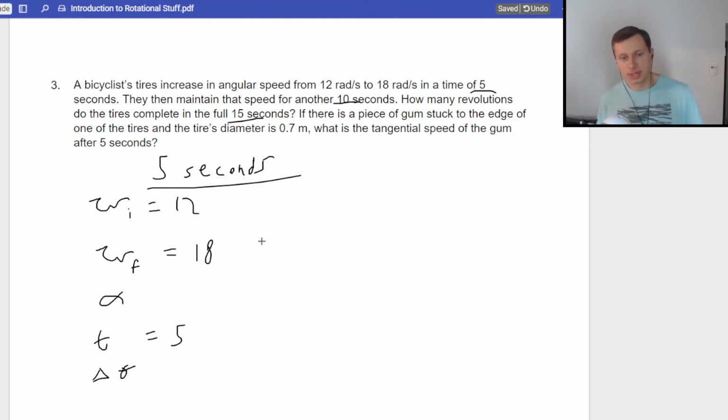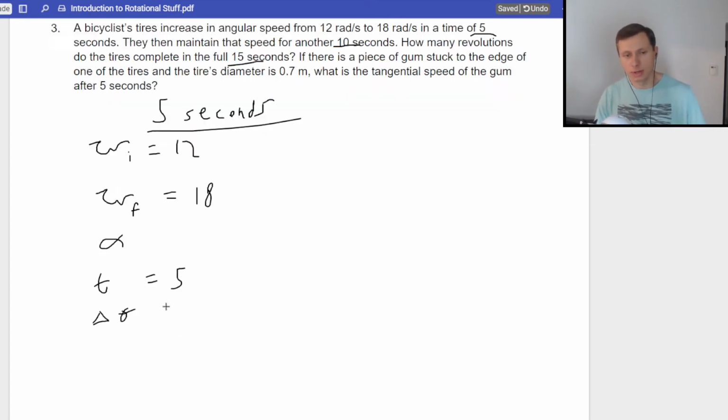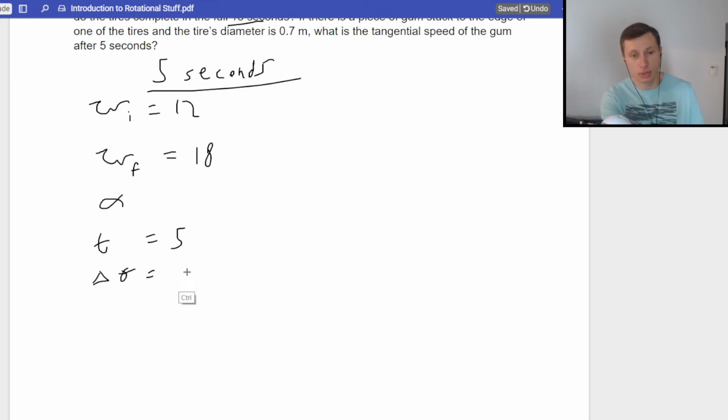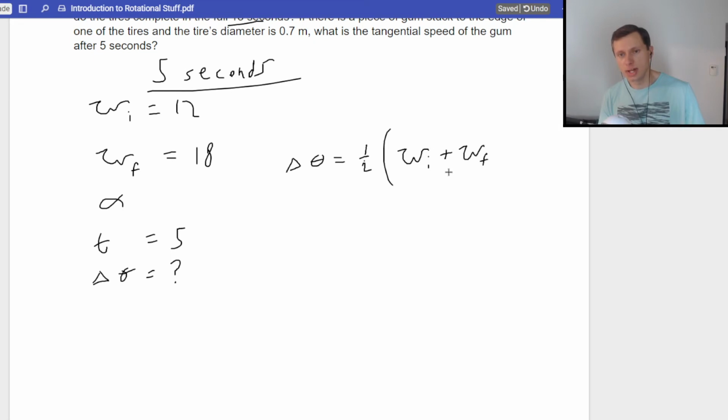So let's take it one step at a time now. At 5 seconds, so t equals 5, we are solving for delta theta. We don't even need to find alpha for this problem, it looks like. And luckily we do have an equation here that we can use to find delta theta. It is the following. Delta theta equals 1/2. That's supposed to be a 2. There we go. 1/2 times omega initial plus omega final, times time. My bad.